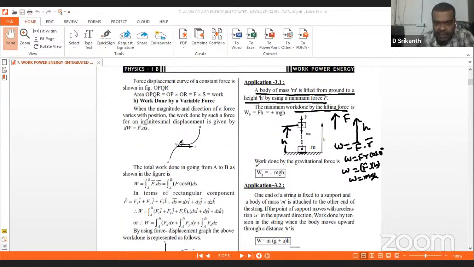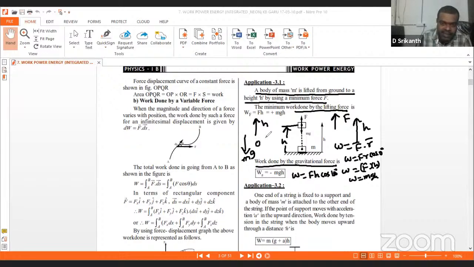Similarly, work done by the gravitational force. Gravitational force acts downwards, while displacement is vertically upwards. So the direction of force and displacement are opposite, and I can write F h cos 180. Since it is the opposite direction, theta is 180 degrees; in the same direction, theta equals 0 degrees. So the work done will be negative. Okay, fine. Next step.